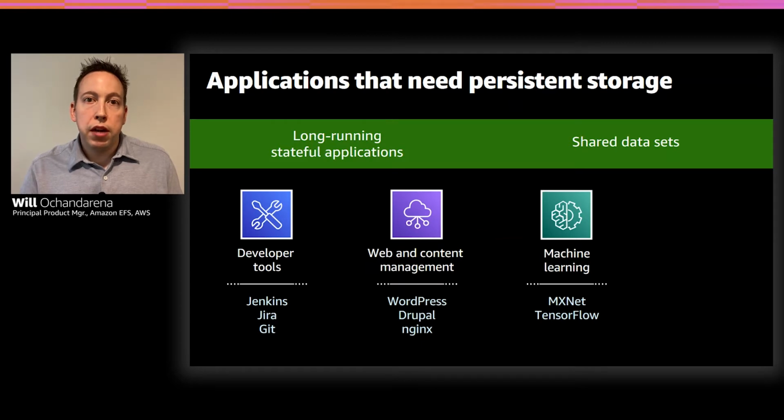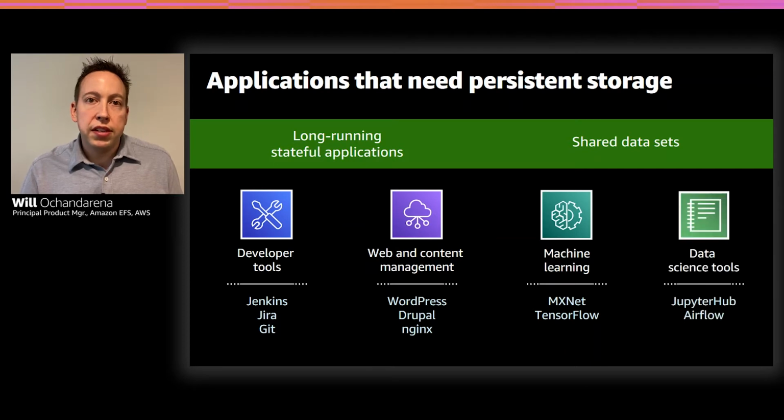Next, with machine learning, you commonly want to train more models at the same time, or train models faster by parallelizing across multiple containers. And by having a shared data set in EFS, you can do that in parallel across many containers. And last, in those data science environments, many of the tools that you want to deploy, such as notebooks with Jupyter and Jupyter Hub, or ETL tools with Airflow, benefit from the persistence of EFS.